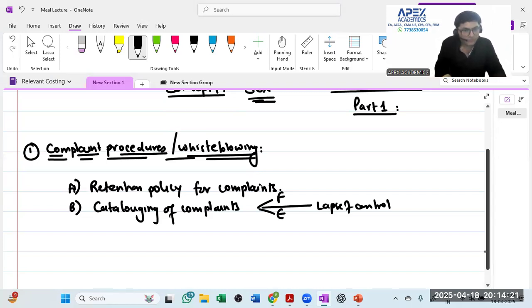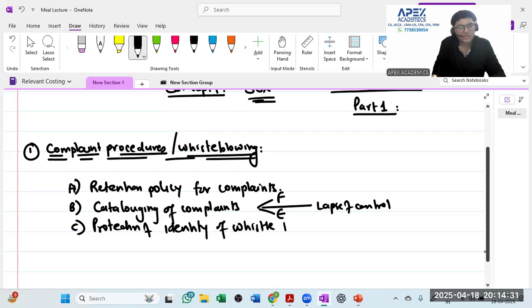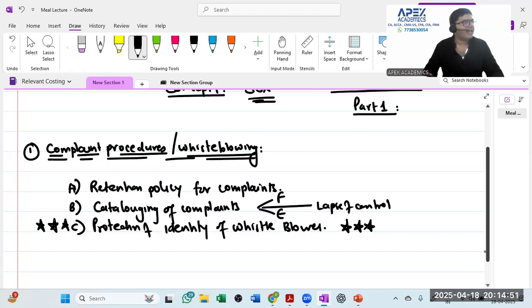Next point is very, very important. That is protection of identity of the whistleblower. This is very, very important. Sir, if somebody complains, are you going to tell everybody publicly that this person has complained? Then people will try to harm that person. Who will try to harm? Imagine the corporation is very big where you're talking about millions and billions of dollars. That person's life, the physical safety can be at risk. He or she can be physically harmed.